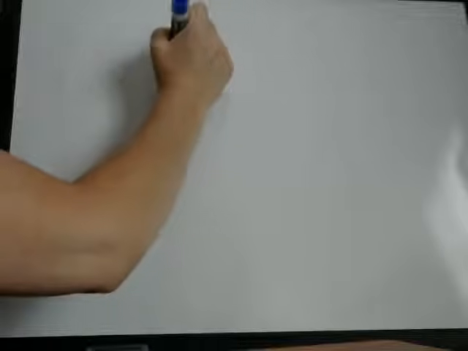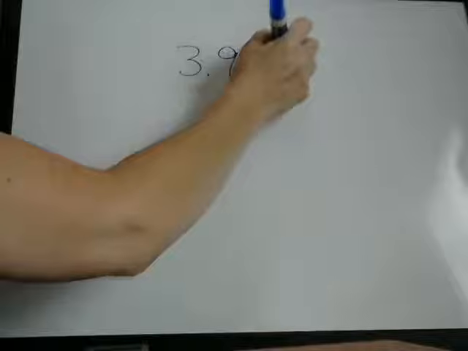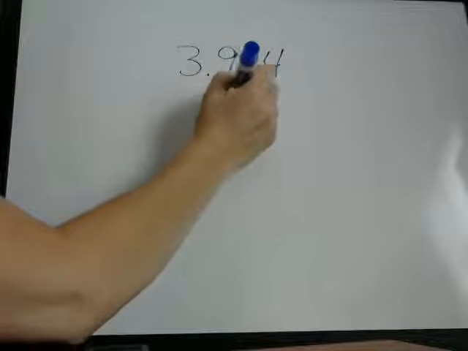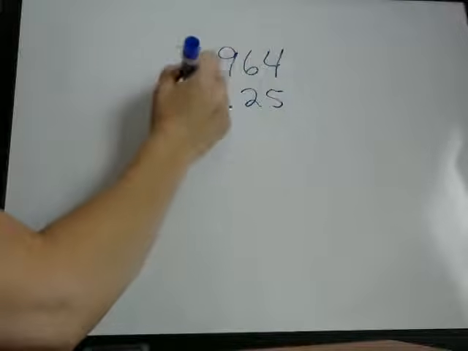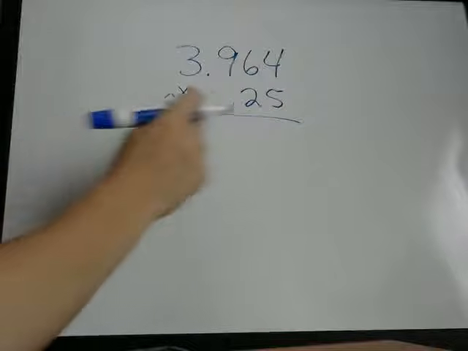Here we're going to do multiplication and then division of numbers that have decimals in them. Multiplying numbers with decimals is actually very easy. For example, if we have 3.964 times 0.25, you just do the multiplication like you normally would and forget about the decimals. If you don't know how to do this multiplication, you can look at the video on my Facebook site.